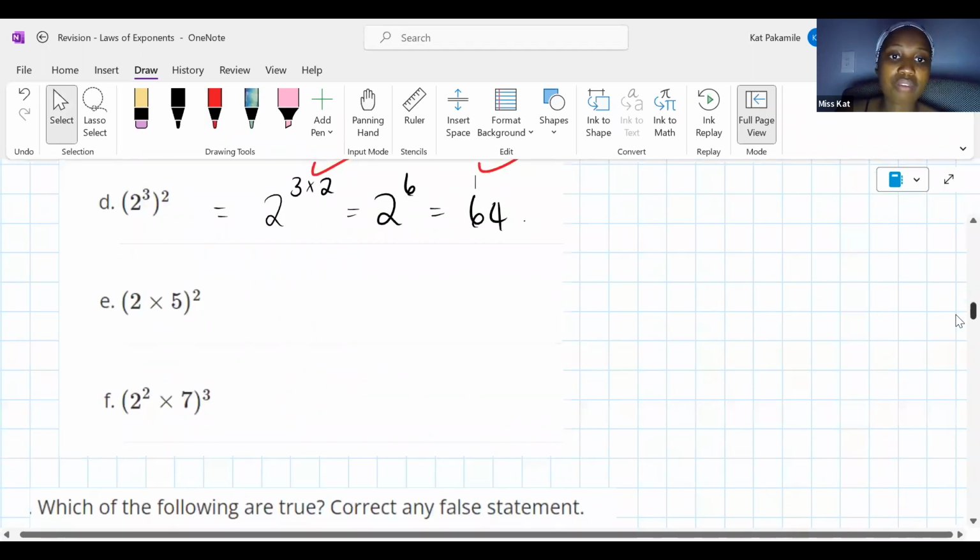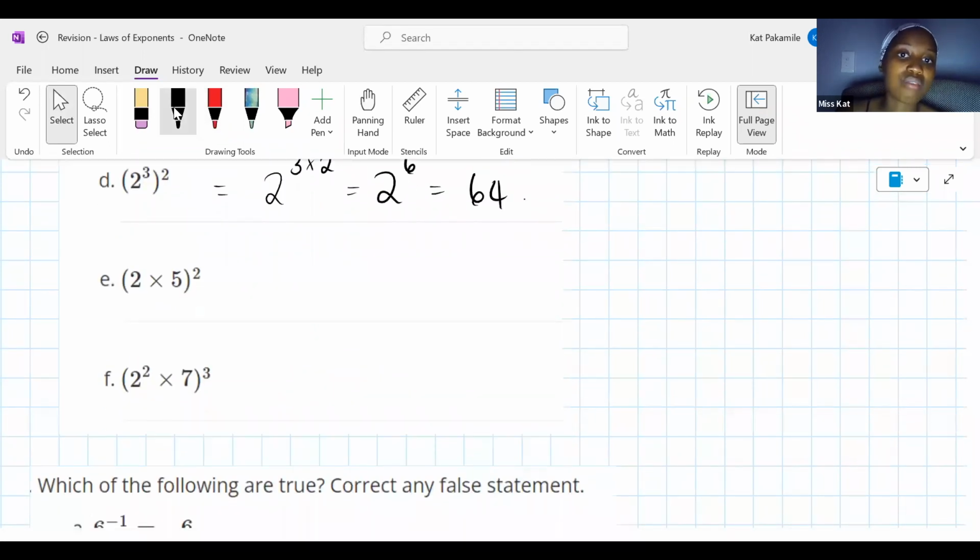Now we have E and F quickly. Who's going to help me with E and F? Hands up. Anyone? Hands that are already up. I don't know if you want to help me or if they were up before. Mpo?